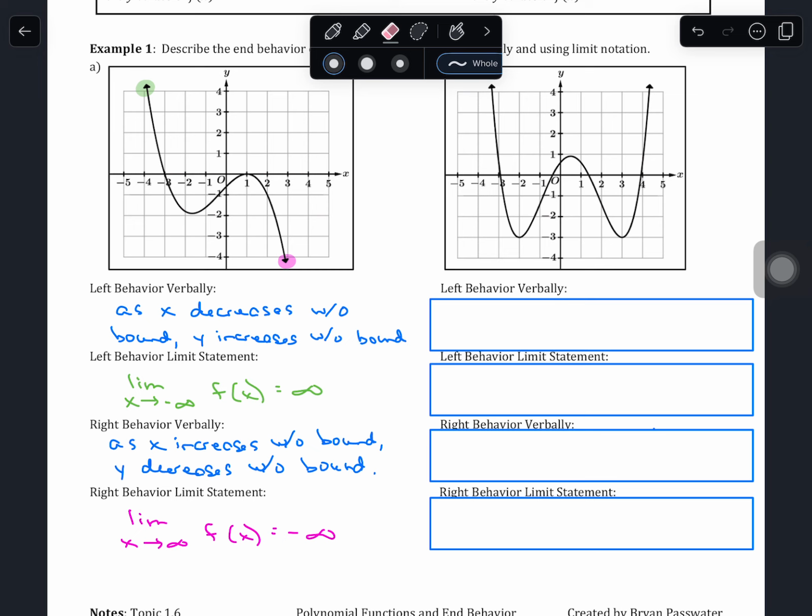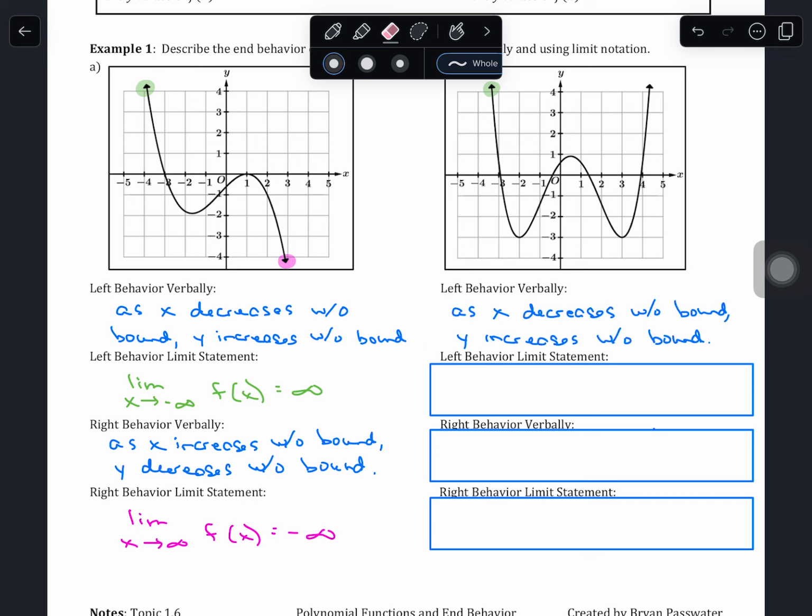So left behavior verbally. Again, I notice that as x is decreasing without bound, y is also increasing without bound. So it's going to be the exact same thing as we saw to the left. The limit statement for that then is going to be the limit as x approaches negative infinity of f of x. That's going to also be going to infinity.